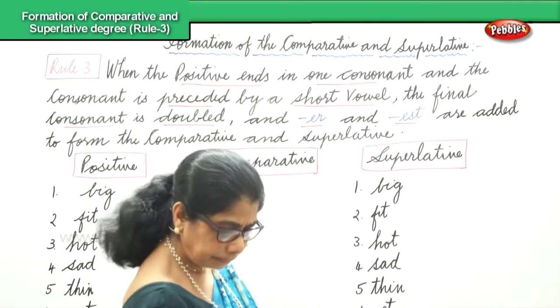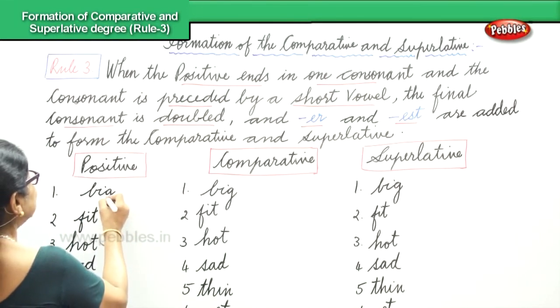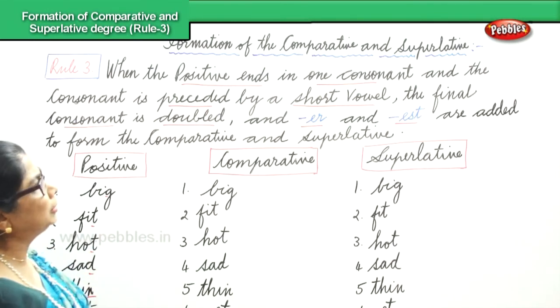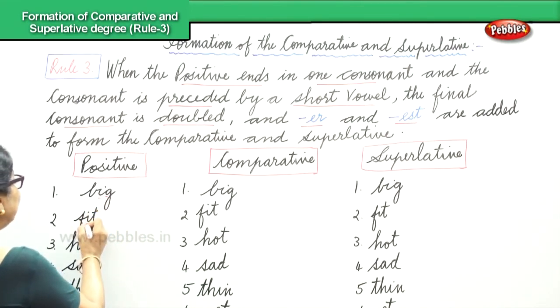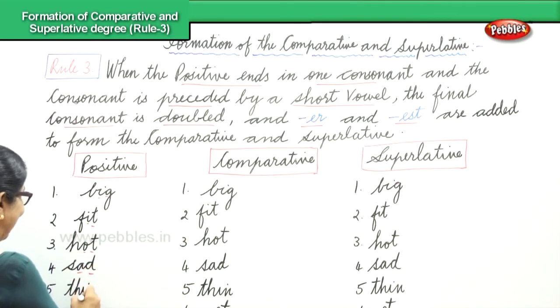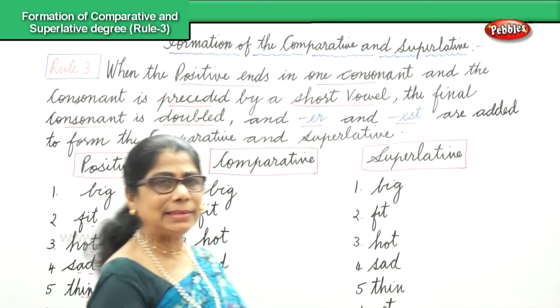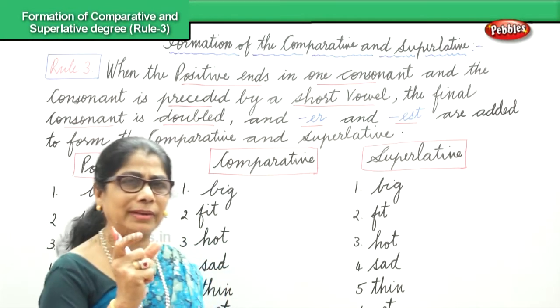Now, I've got here, rule number 3 says, the positive is ending in one consonant. G, this is a consonant, T, D, N, T. When the positive ends in one consonant, and the consonant is preceded by a short vowel, I, O, A, I, E. So when the word ends in one consonant preceded by a short vowel, what happens?